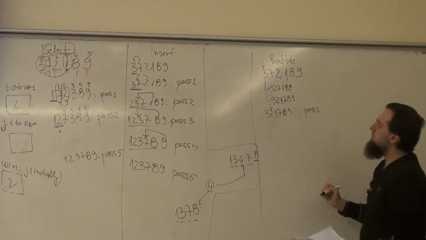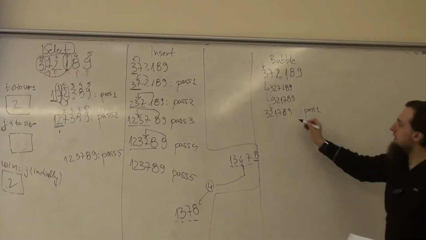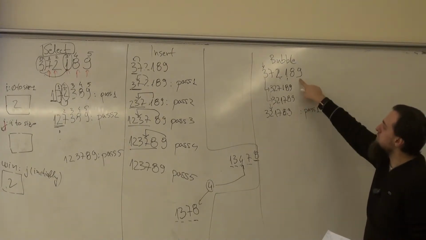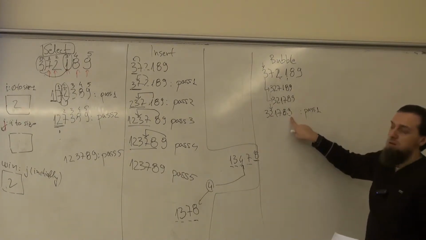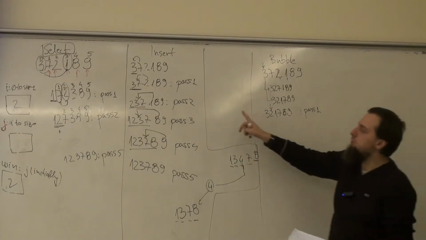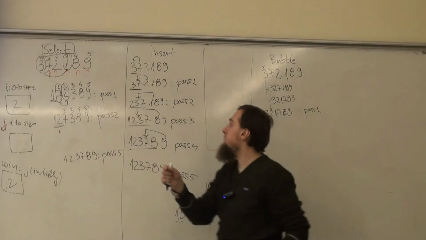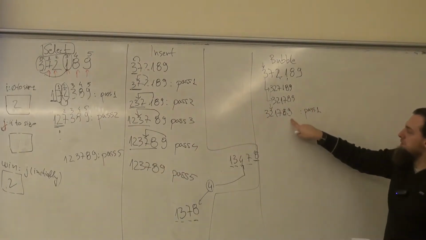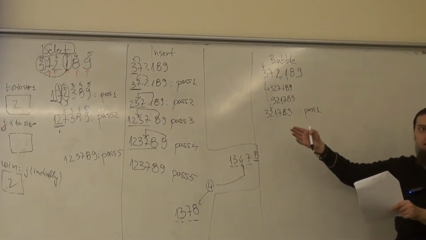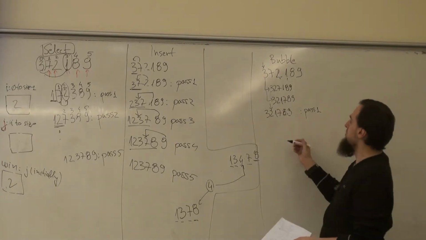With bubble sort, at the end of each pass, we are sure that the last element is the greatest one. With selection sort, the first element will be the smallest one. With bubble sort, the last element will be the greatest one, okay? So let's go with pass 2.